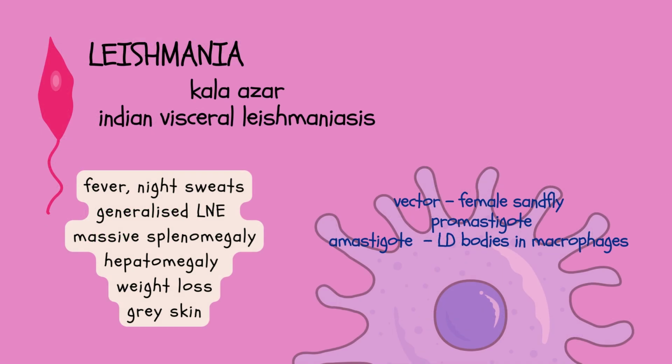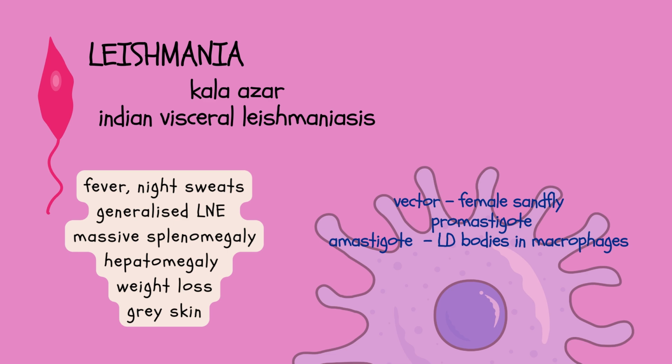Now, another flagellate is Leishmania, which causes Kala Azar or Indian visceral leishmaniasis. Leishmania also has many species. The vector for the disease is the female sandfly. They have two forms, promastigote and amastigote. Amastigotes are found inside the macrophages, and they form LD bodies or Leishman-Donovan bodies inside the macrophages.